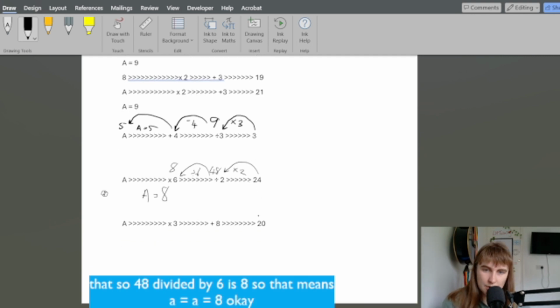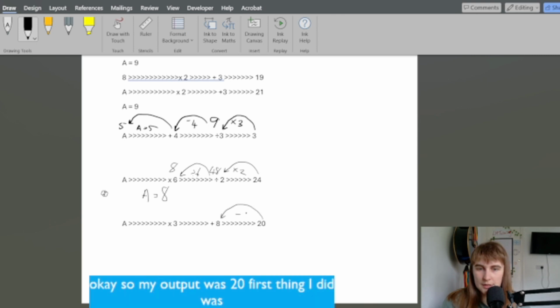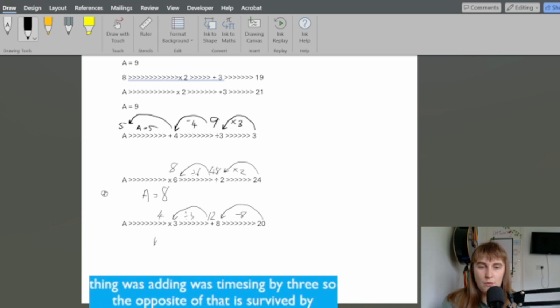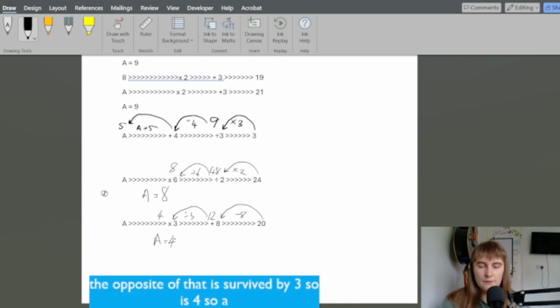Okay, so my output was 20. First thing I did was add 8, so I'm going to take 8 away. So 20 take away 8 is 12. And then the next thing was timesing by 3, so the opposite of that is divide by 3. So my answer is 4, so A equals 4.